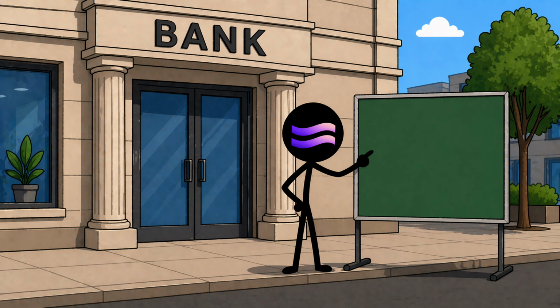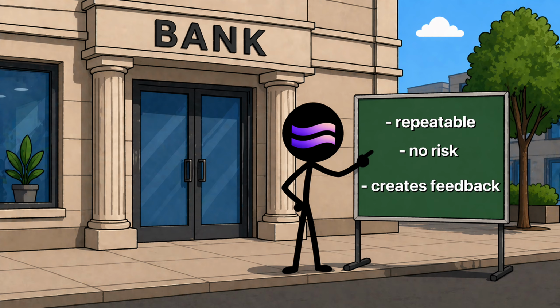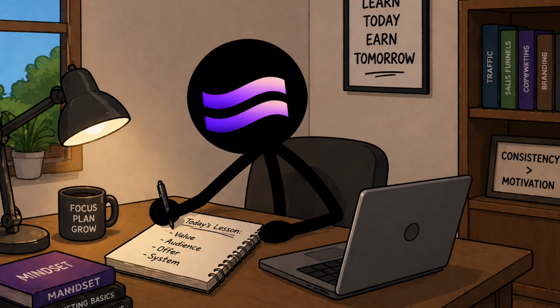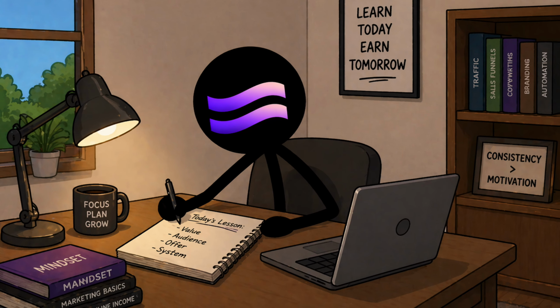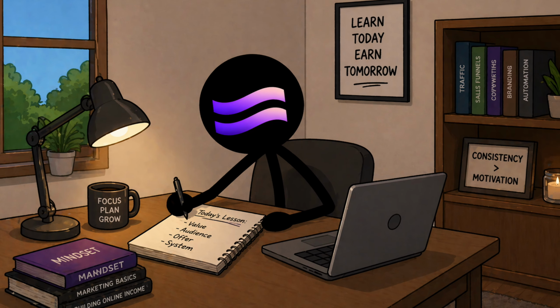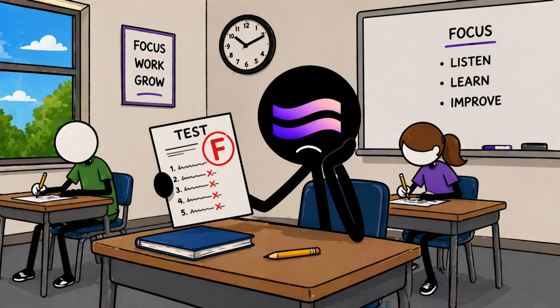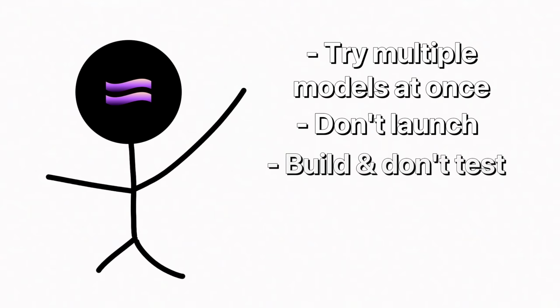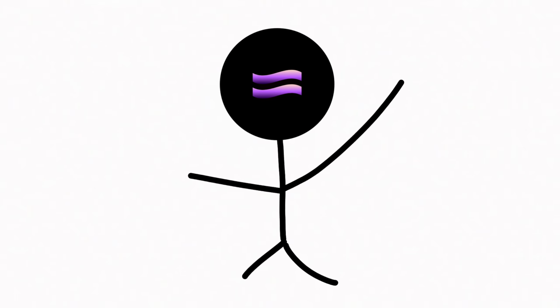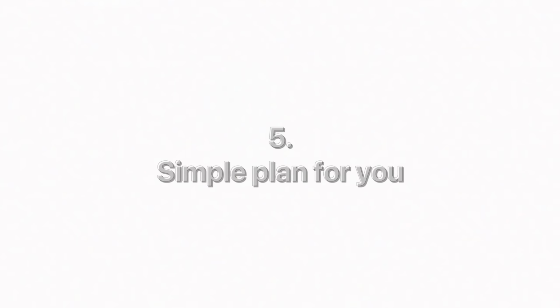This model works because it's repeatable, it's low risk, and it creates feedback fast. You learn what people want by selling and not by guessing. Once one version works, you've got momentum. Most beginners fail because they try multiple models at once, wait too long to launch, build instead of testing, or quit too early. Simplicity isn't boring, it's strategic.